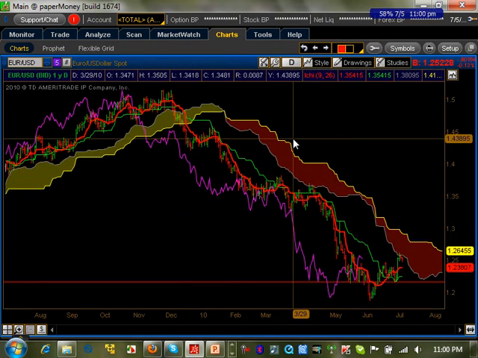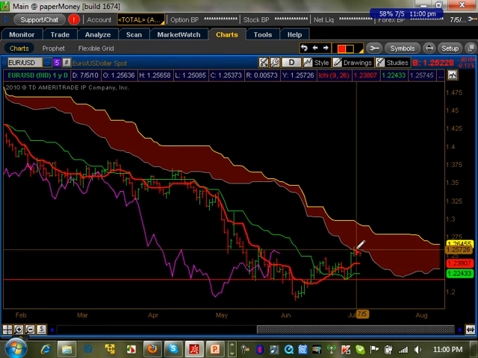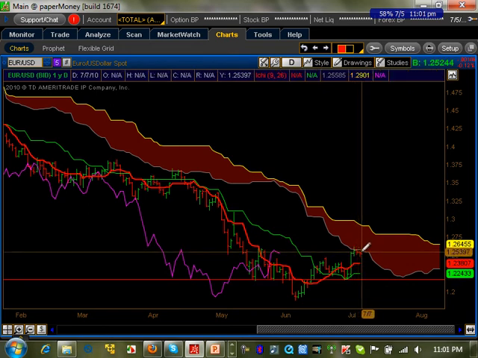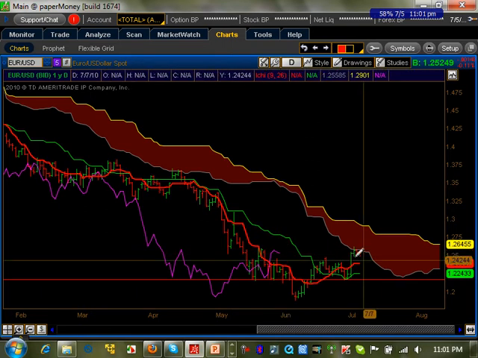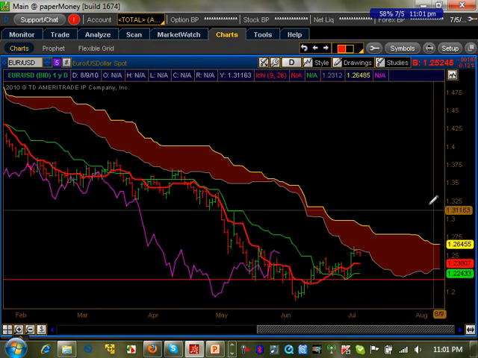Let's look at the daily time frame to see if we get any bigger picture here. On the daily time frame, we pretty much hit the bottom of the cloud, bounced off that, and we're kind of just bouncing around now at the bottom of the cloud. The Chikou is bullish, the Tenkan-sen Kijun-sen is bullish. Price is below the cloud, so we're still bearish sentiment, and the Kumo future is bearish.